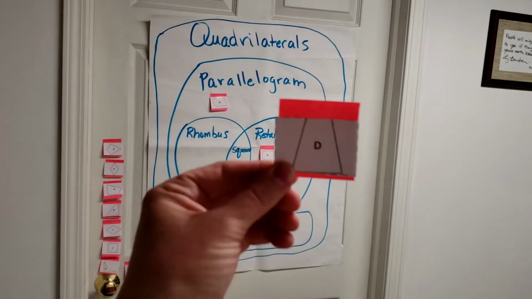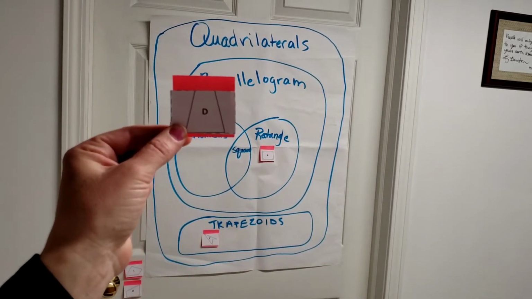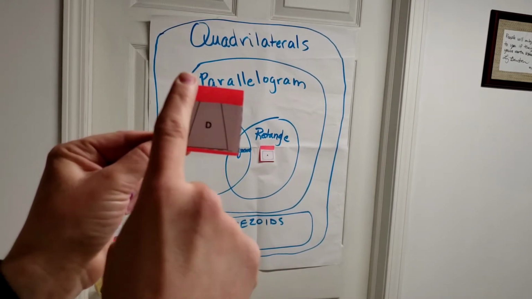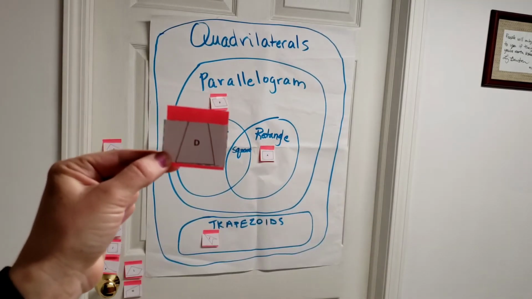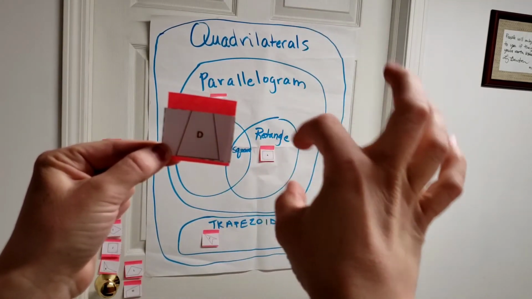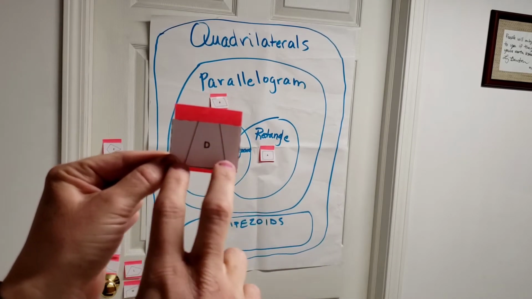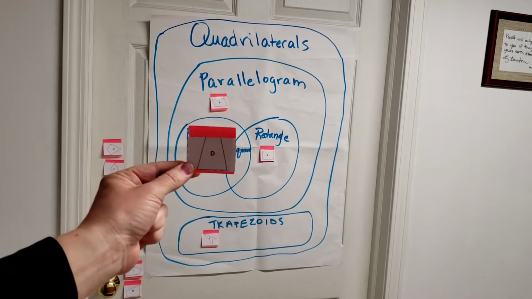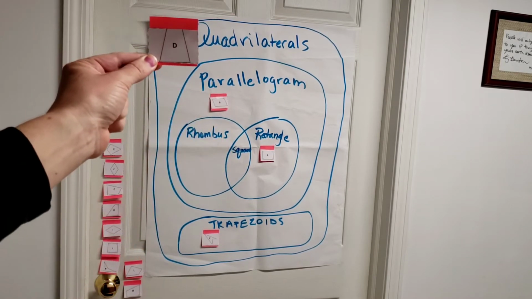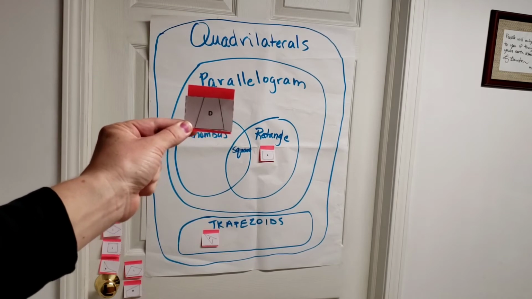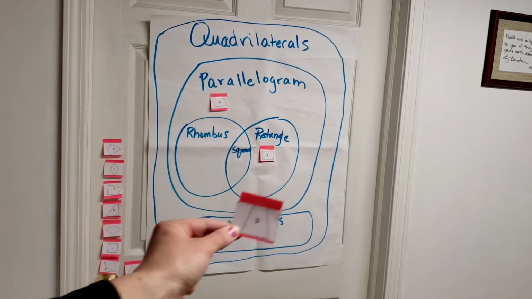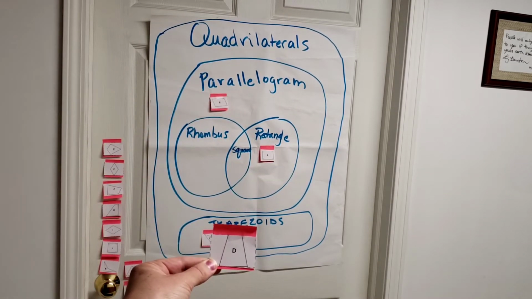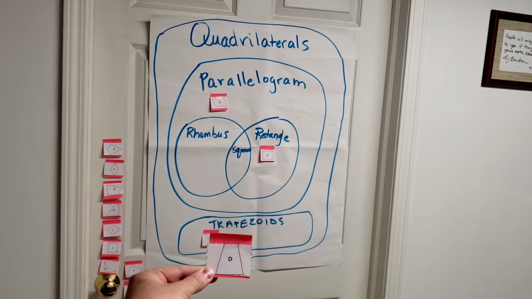All right, we've got D. D has 4 sides, so it's a quadrilateral. This side and these sides are opposite, and guess what? Those are parallel. They're just going to keep going across. This side and this side are opposite, but guess what? They are going to cross. So it only has 1 pair of opposite sides that are parallel. It's definitely a quadrilateral, but it can't be a parallelogram because only 1 pair of opposite sides are parallel. So everything in the parallelogram area, it can't be. So it is going to be a trapezoid.